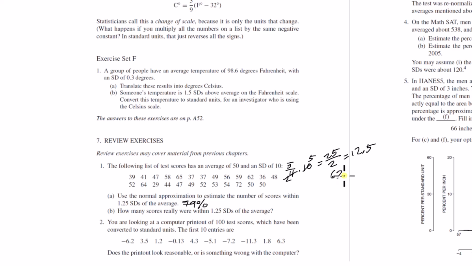Okay, so what is 1.25 standard deviations above the average? That's 50 plus 12 1/2. What about below? That's 37 1/2. All right, so let's circle all the numbers that are within this range. They're between 37 1/2 and 62 1/2. Okay, so there's 25 total values here, and then 1, 2, 3, 4, 5, 6, 7, 8, 9, 10, 11, 12, 13, 14, 15, 16, 17, 18. 18 are within 1 1/4 standard deviations.